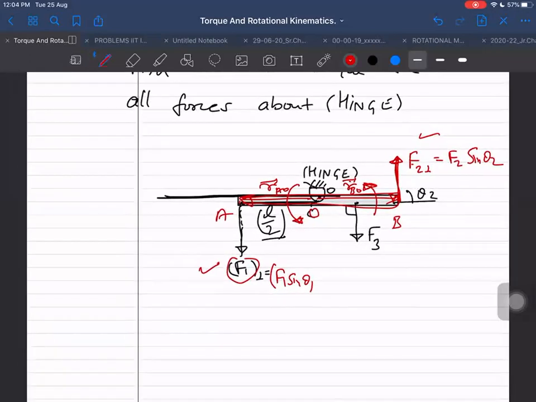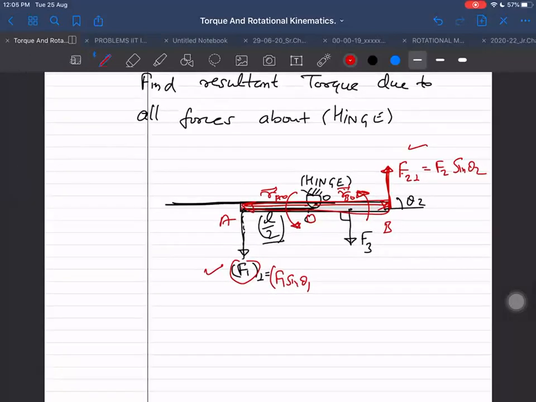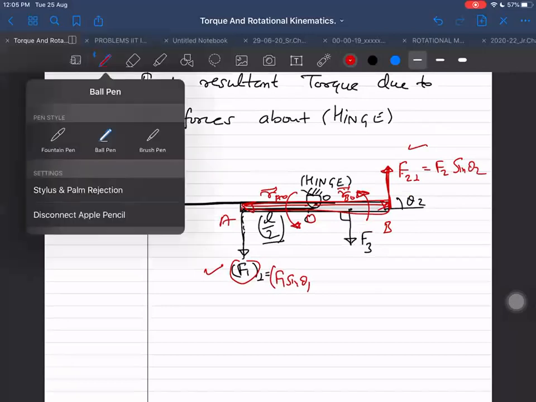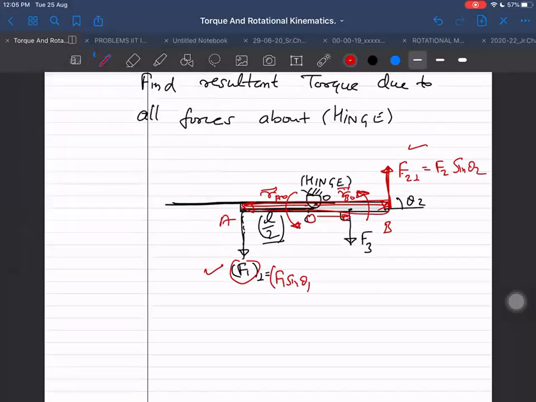Forgot about F3. What is also the distance of F3, sir? F3 also there, sir. F3 is downward. What kind of torque is it producing now? Anti-clockwise, sir. Yes, clockwise. Now use some convention. What convention?